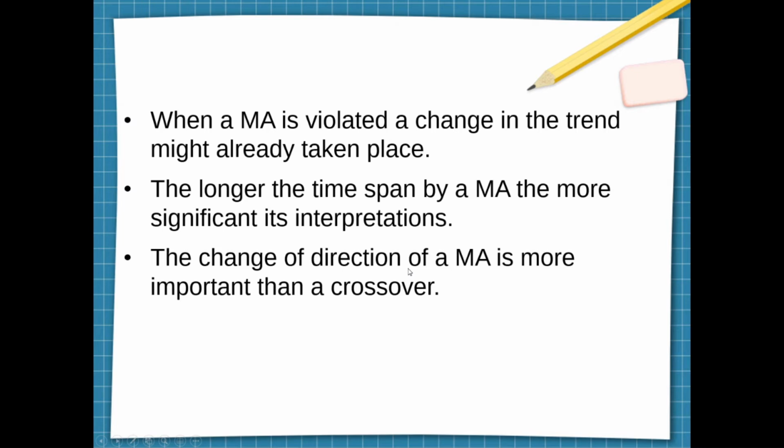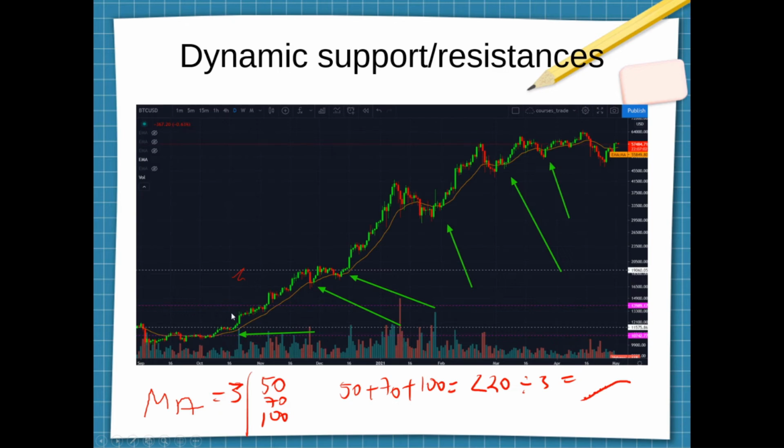The change of direction of a moving average is more important than a crossover. Now, this is a clear uptrend in the moving average, so a crossover here is important, but the first thing you see when you place that indicator is the direction. I'm going to show you at the very end of this video the weakness of that particular indicator, but you can easily bypass it if you just pay attention to the direction of the whole line.